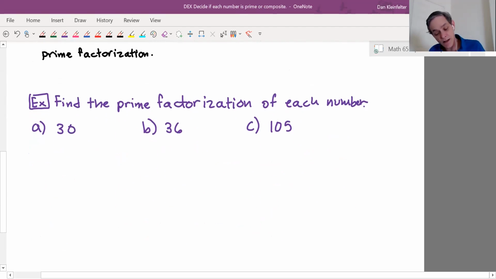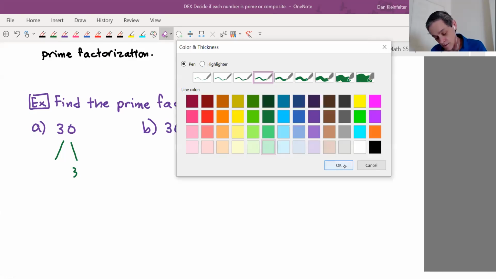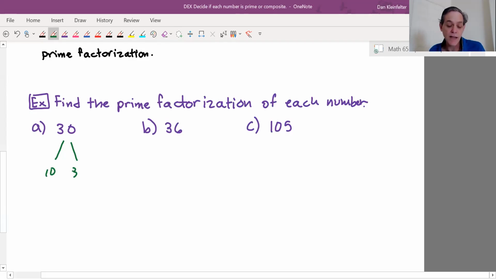Okay, so finding the prime factorization of each number. There's a couple of different ways of showing you the work, so I'll show you several and you can pick one you like. One way of doing it is through a tree diagram, or the roots of a tree diagram. So 30 is 10 times 3. If you said 6 times 5, that's okay. 3 is a prime number, but 10 can be broken down further. It is 2 times 5. And none of 2, 5, or 3 can be broken down further. 2 times 3 times 5 is the prime factorization of 30.